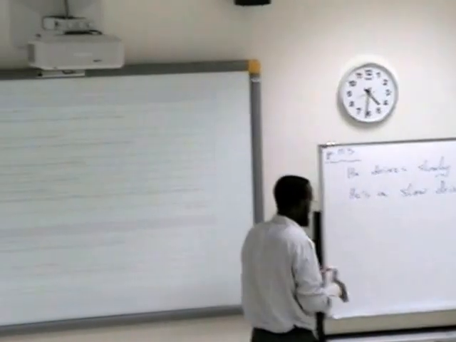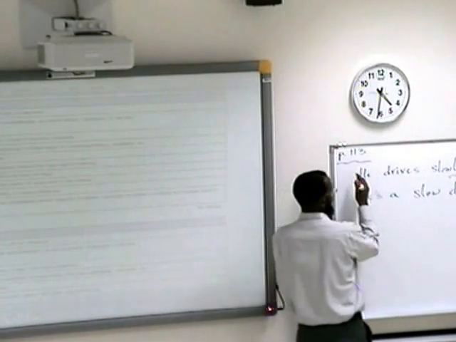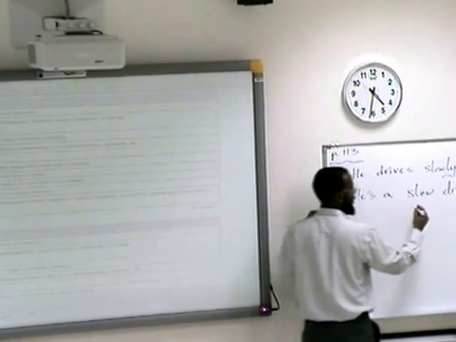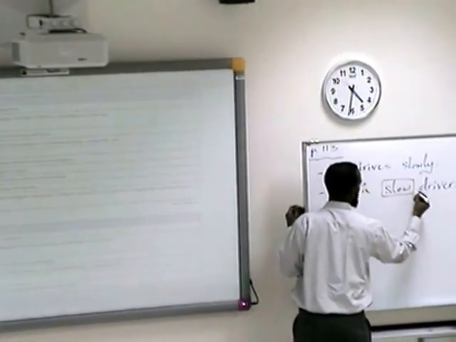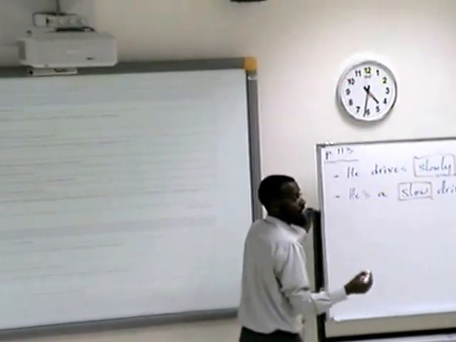I think I've given you this before. It's a good way to revise. We have two sentences here. He drives slowly, and he's a slow driver. Slowly. Is this an adjective or an adverb? How do you know?